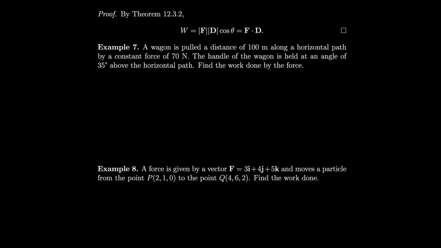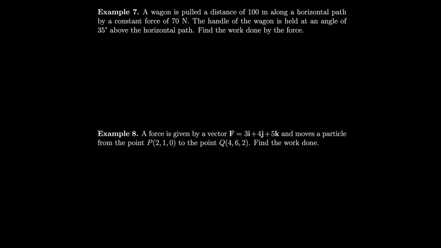Let's say we have a wagon and it's pulled a distance of 100 meters along a horizontal path by a constant force of 70 newtons. The handle of the wagon is held at an angle of 35 degrees above the horizontal path. So let's see if we can find the work done. Well, first I'll draw a very, very bad looking wagon. So you should probably look away. Something like this.